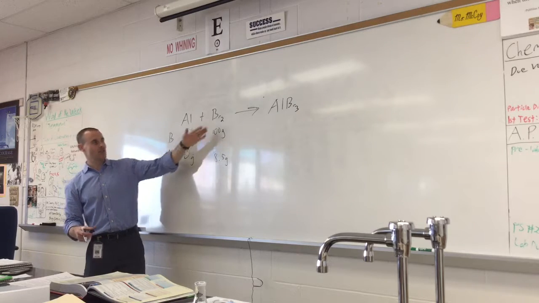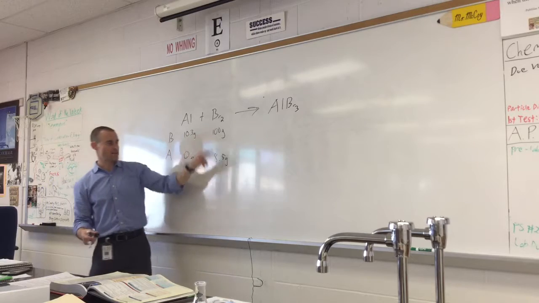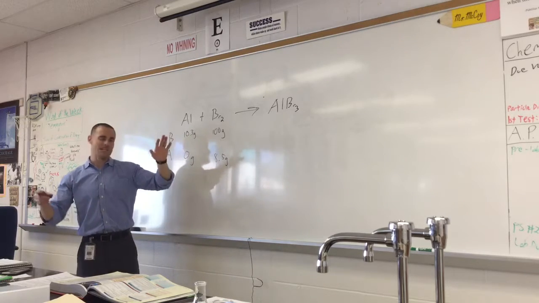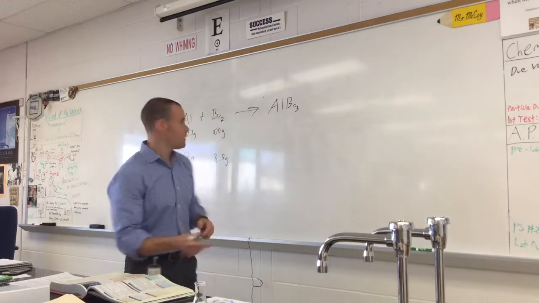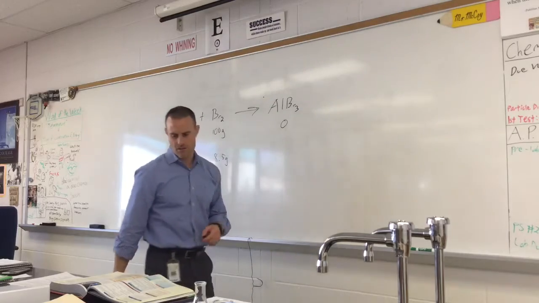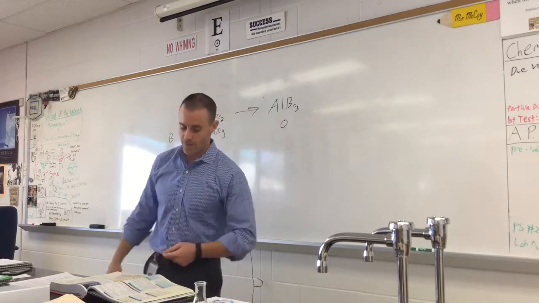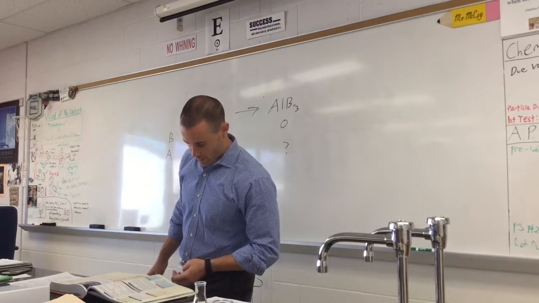So this is called the excess. This is called the limiting. Limiting is always reacted 100%. Excess, there's some left over. You don't really need to know those words, but that's what that's called. And the compound before, obviously, is 0. And then afterwards, does it give us? No, you have to figure that out. Okay. All right, so first question here.